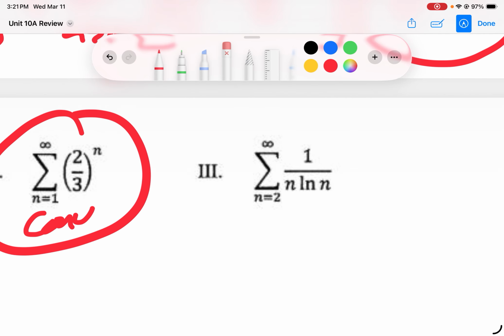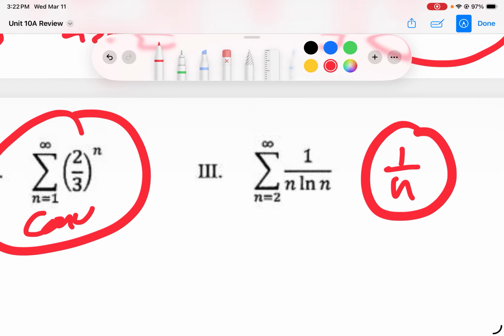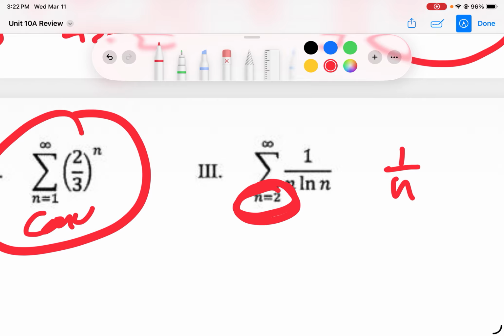And good news, this is another integral test. Now, I might try a limit comparison test with 1 over n. I know this series diverges, right? But looking at these two terms, starting at 2, notice this one can't start at 1. If n was 1, natural log of 1 is 0. There's 0 in the denominator. You can't divide by 0. Everything's wrong. This one starts at 2.